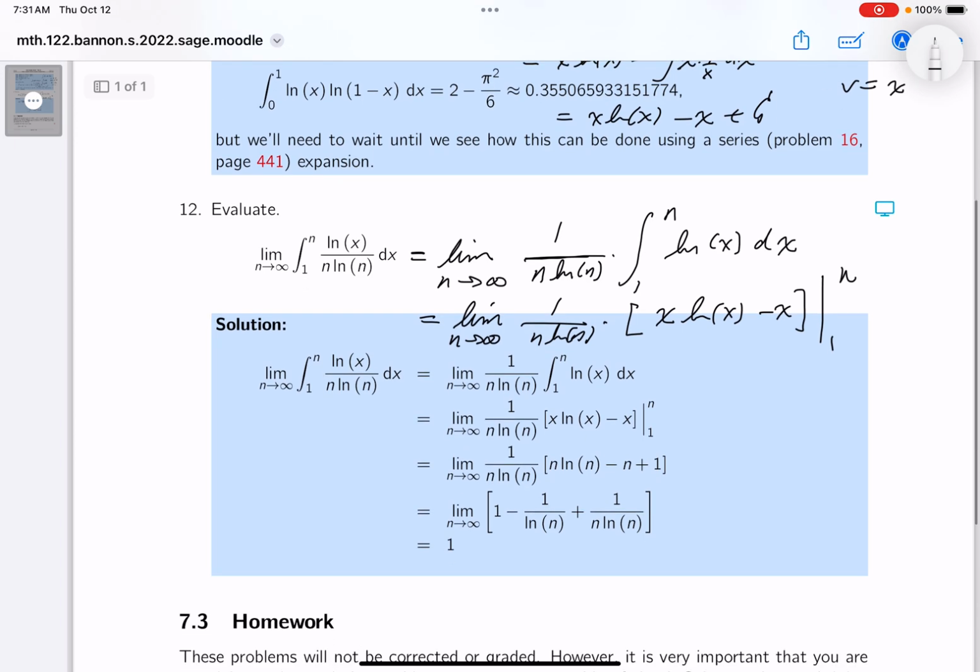So looking at this thing over here, I'm going to continue. This is still a limit problem. I can't do that yet. N goes to infinity. This is 1 over n ln n. And let's do the evaluation. It's at n, right? So it's going to be n ln n minus n. And now it's going to be minus the lower limit. If I put the 1 there, I get 1 times the natural log of 1. The natural log of 1 is 0, so I'm not going to write that down. Then minus a minus 1 is plus 1.